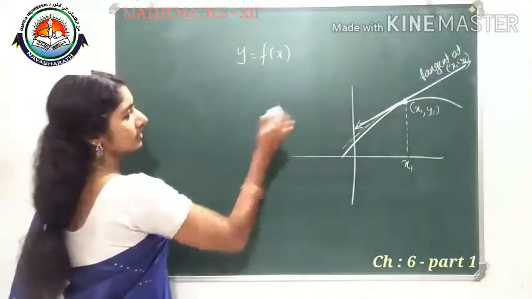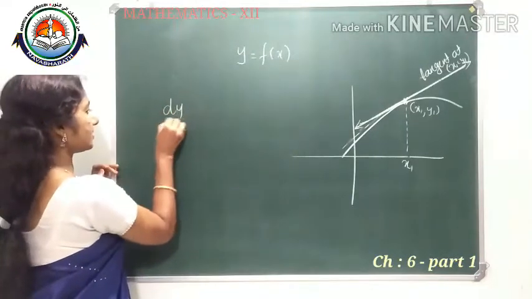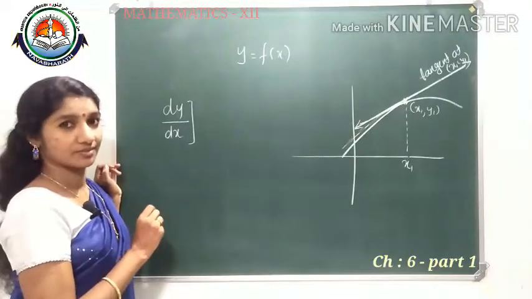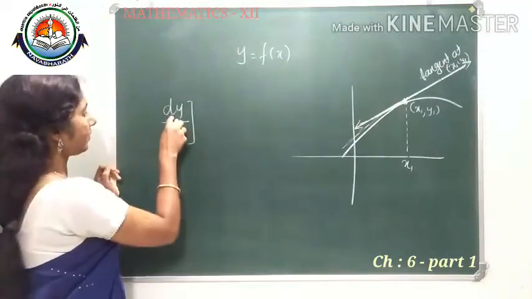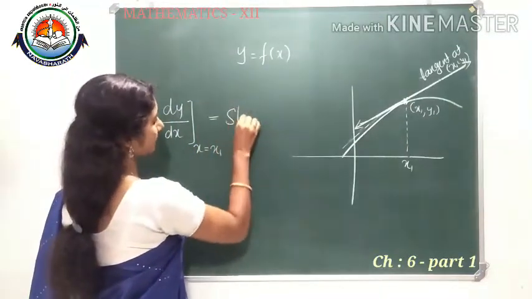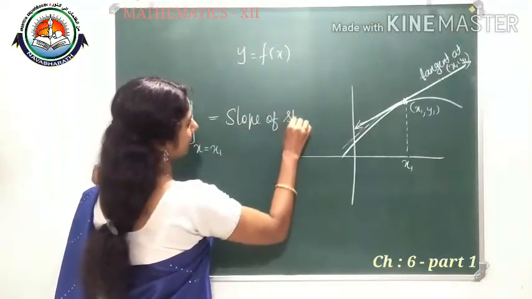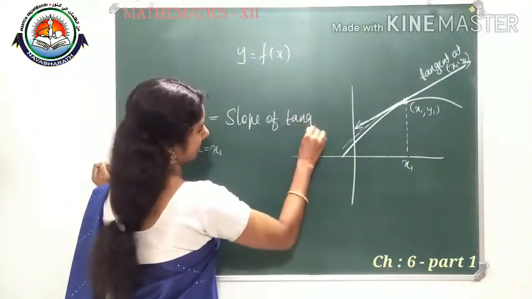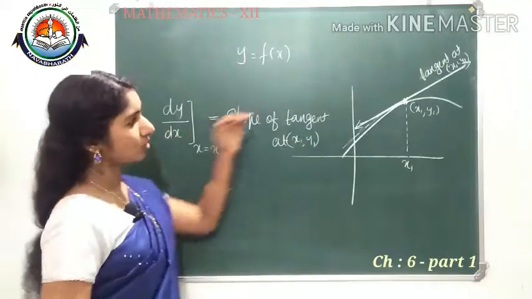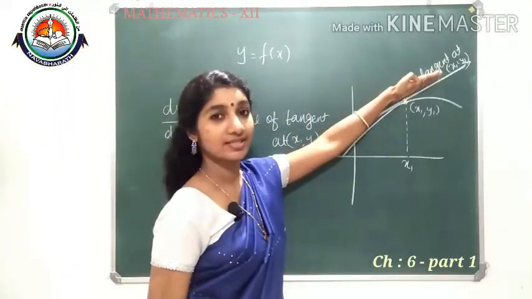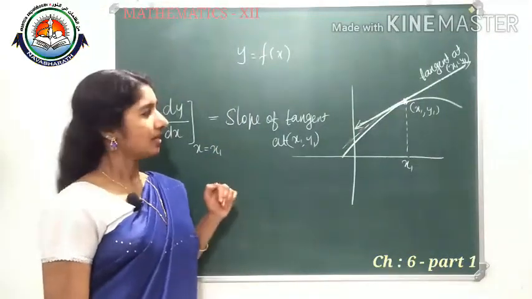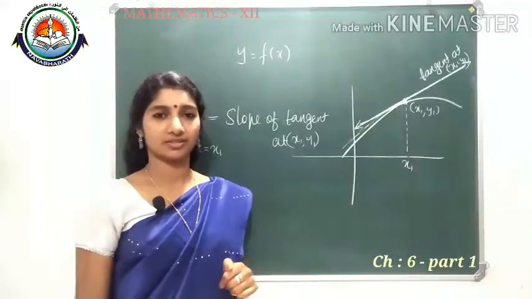We know the slope of the tangent is dy by dx. Dy by dx at x equal to x1 is the slope of the tangent at x1, y1. We already discussed that one. So the slope of this tangent is ready, and we need the equation of the tangent.